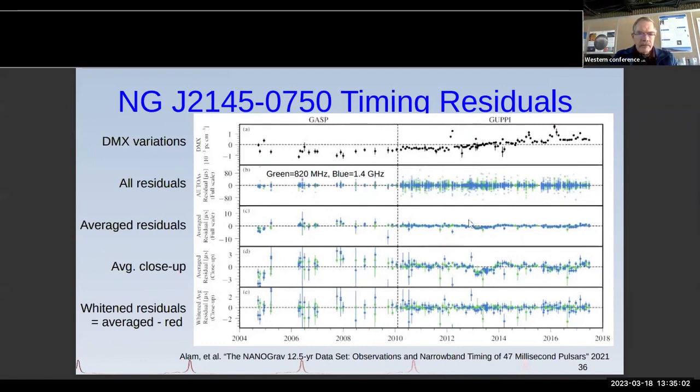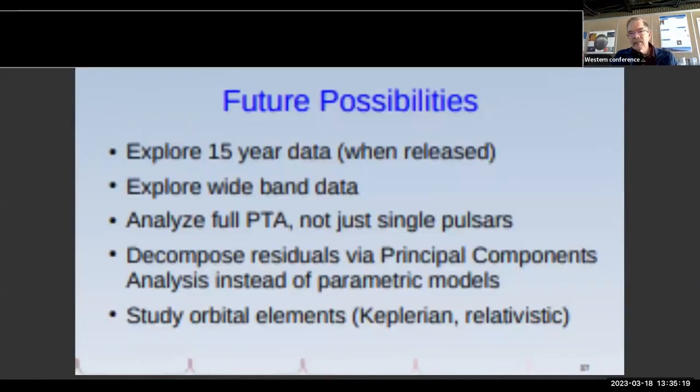The residuals are getting very small, and then they subtract the red noise model from the whitened, or from the average to get the whitened, and it's nice and flat. So again, no big red noise model there. Those are the 3 pulsars I did. I did not even want to think about trying the whole pulsar timing array.